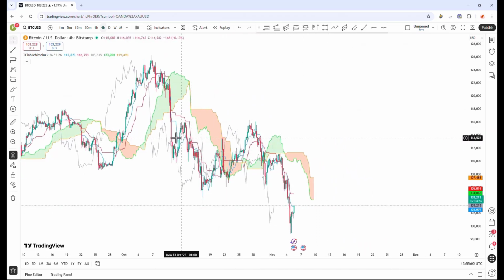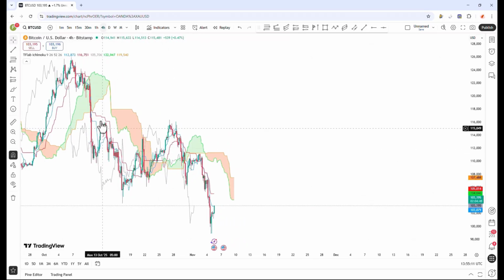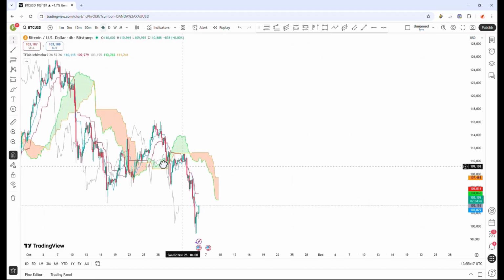When the price is above the Ichimoku Cloud, it indicates an uptrend, and when it is below the Ichimoku Cloud, it signals a downtrend. Finally, when the price is within the Ichimoku Cloud, it reflects a ranging market and market indecision.